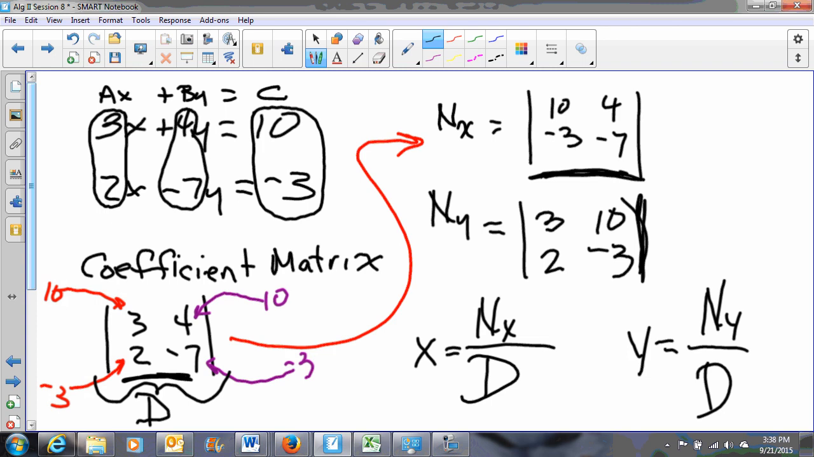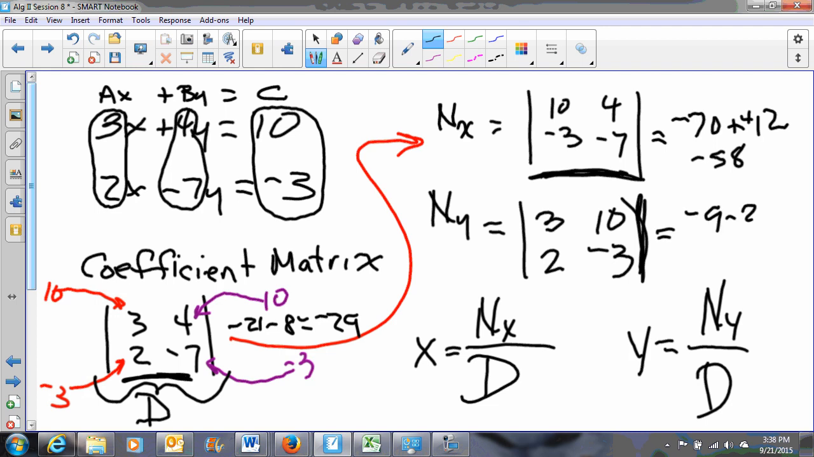So, for example, first of all, a defined value for big D is going to be negative 21 minus 8, or negative 29. Now, the value for the numerator, n sub x, is going to be negative 70 minus negative 12. And that's going to be negative 58. And the numerator for y is going to be negative 9 minus 20, or negative 29.